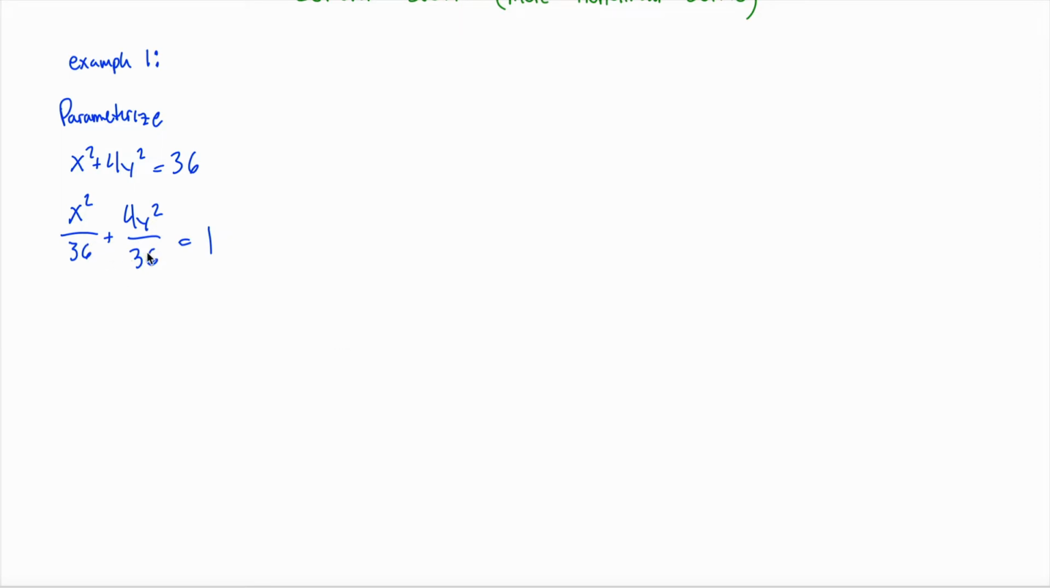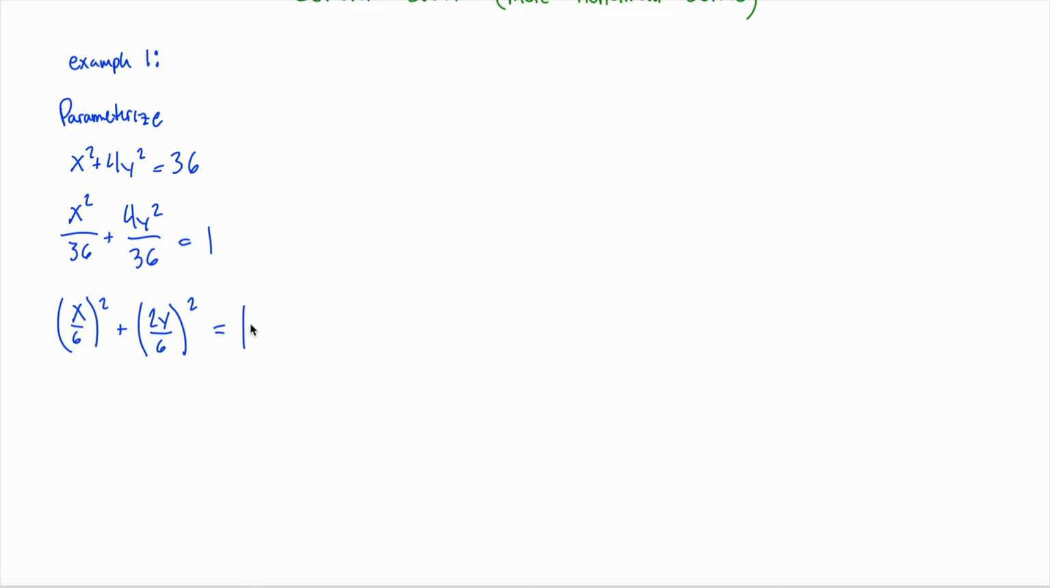And then we rewrote each of these terms so that they were something squared. So in this first case, because 36 is 6 squared, I can rewrite this as x over 6 squared. And in this second case, 4 times y squared is the same as 2y, all in parentheses, squared. And as we saw earlier, 36 is 6 squared, so I can rewrite this as 2y over 6 squared. And that's equal to 1.